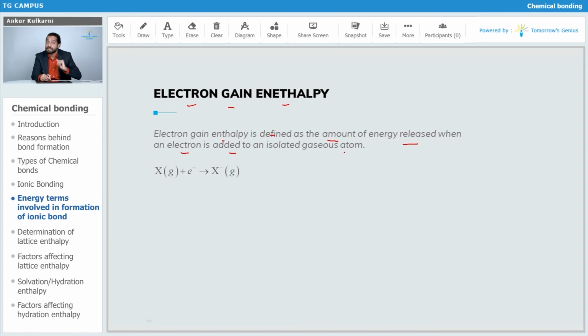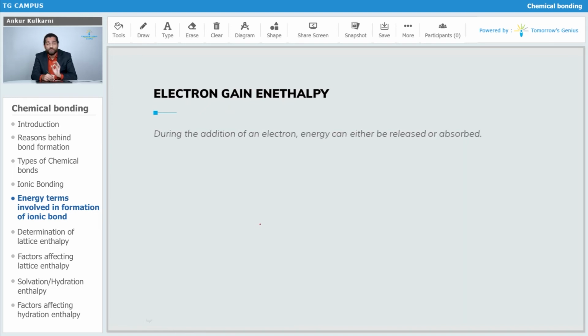What was happening in ionization energy? The energy was getting absorbed in order to remove one electron. But in the case of electron gain enthalpy, the energy is released and the electron is gained. I hope this is clear and there is no confusion between ionization energy and electron gain enthalpy. Let's move ahead. During the addition of an electron, energy can be absorbed, or sometimes it is also released. Keep this in mind: in ionization energy, the energy was absorbed, but in electron gain enthalpy, it can be released and in some cases it can be absorbed.